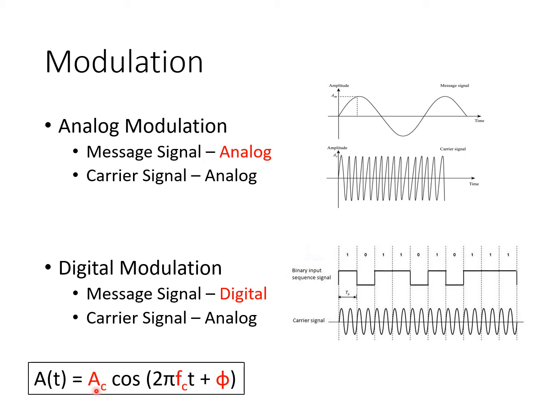If we change the amplitude, we will call it amplitude modulation if it is an analog modulation. If we change the amplitude according to the message signal with a digital input signal, we will call it amplitude shift keying. If we change the frequency, we will call it frequency shift keying. If we change the phase, we will call it phase shift keying. So these are the three basic digital modulation schemes, and we will see each of them in detail.